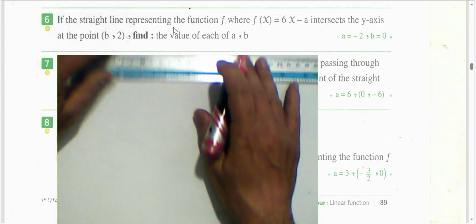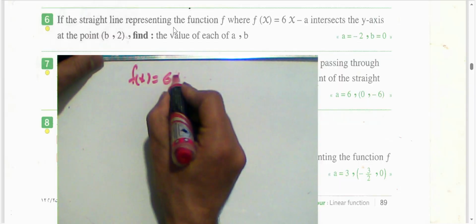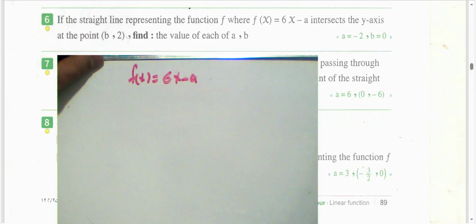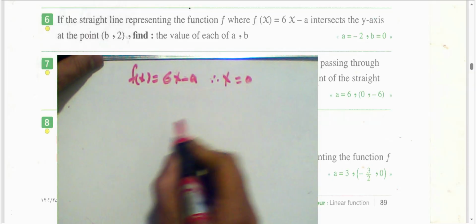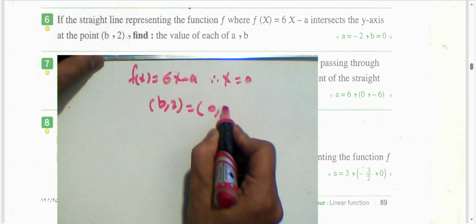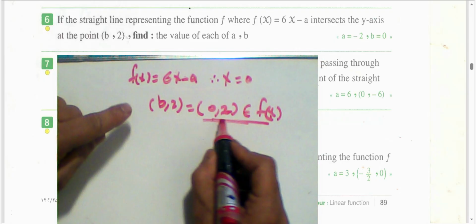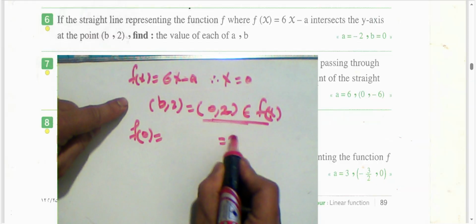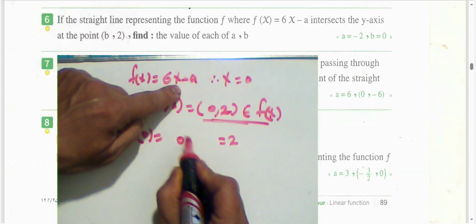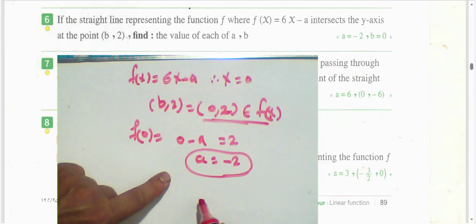Next question number 6. A straight line represents the function f of x equal 6x minus a, passing through the point b and 2 and intersecting the y-axis. Intersection with the y-axis means x will be equal 0. Then b and 2 will be equal to 0 and 2. 0 and 2 belongs to the function f of x. Then this satisfies. Then f of 0 will be equal to, if we put the value of x equals 0, 0 times 6 equals 0, 0 minus a will be 2. Then the value of a will be negative 2. Okay, and the value of b is 0.